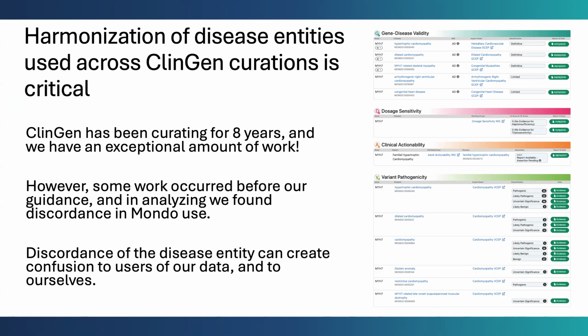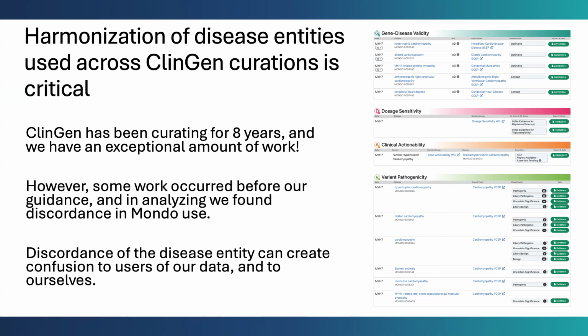And again, just to emphasize why we want this harmonization, right? ClinGen's been curating well over 8 years. It's been 10 years now, but definitely in the GCI for 8 years. And we've done an exceptional amount of work, but we also know we've done work really early on before any of this guidance was here. And this is just one example, and it's not to pick on anyone because I could find a whole bunch of different examples here. But what it shows is how we can become confusing to our users and even to ourselves. We want to know what are the appropriate disease entities, and they should match variant pathogenicity, and they should match clinical actionability.